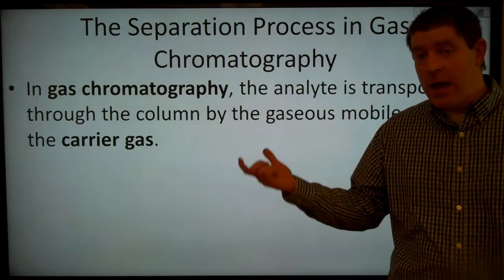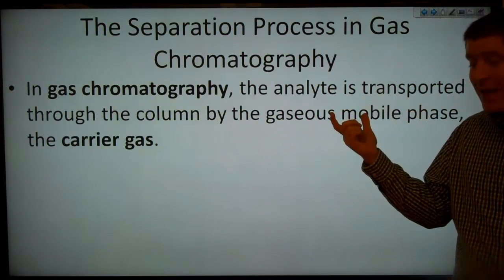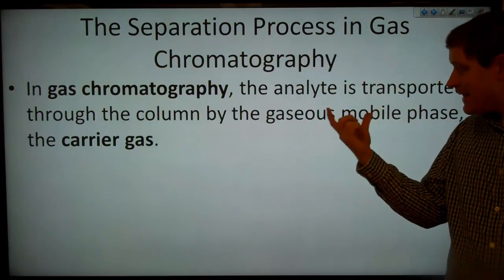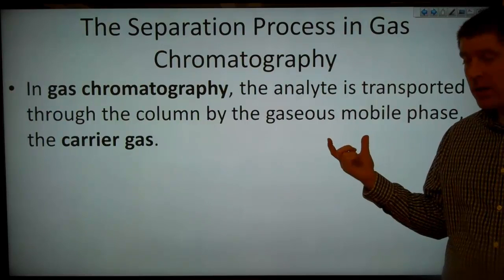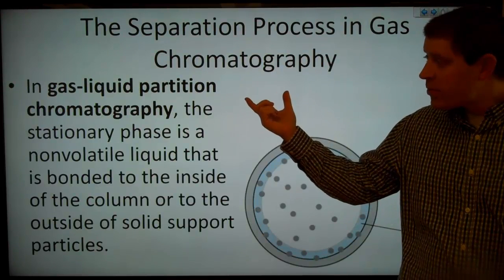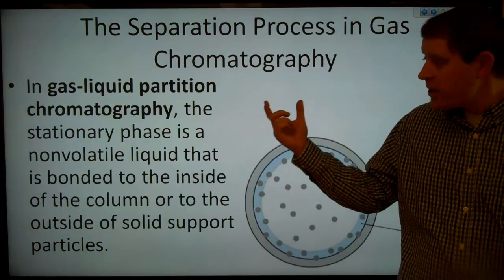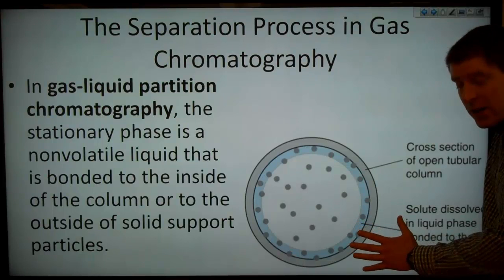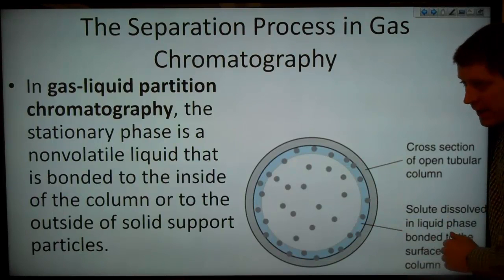So in gas chromatography, the analyte is transported through the column by the gaseous mobile phase called the carrier gas. And in gas liquid partition chromatography, the stationary phase is a non-volatile liquid that is bonded to the inside of the column or to the outside of solid support particles.